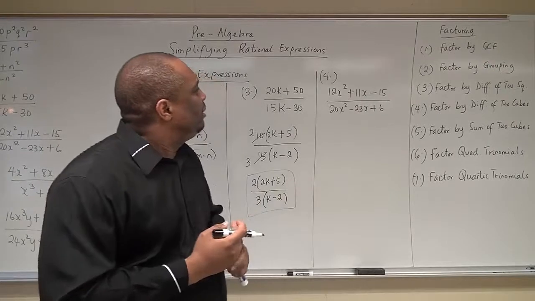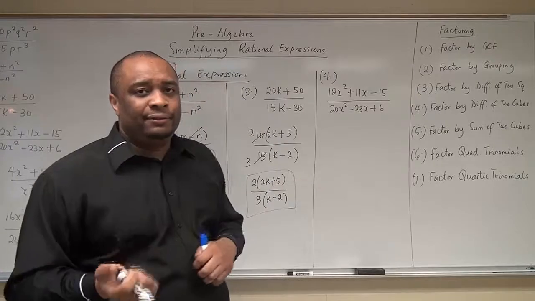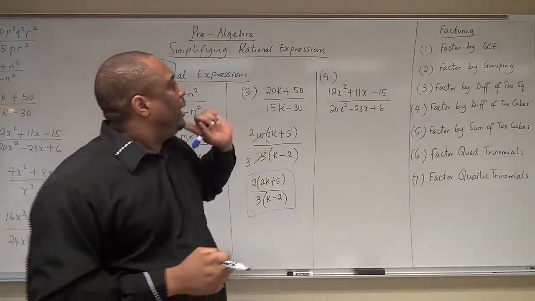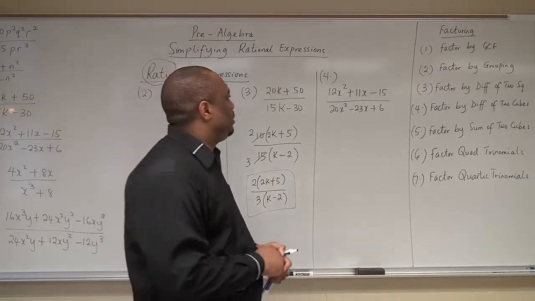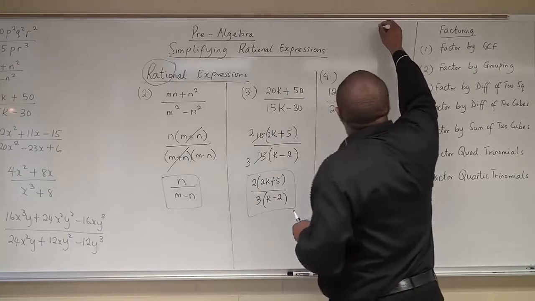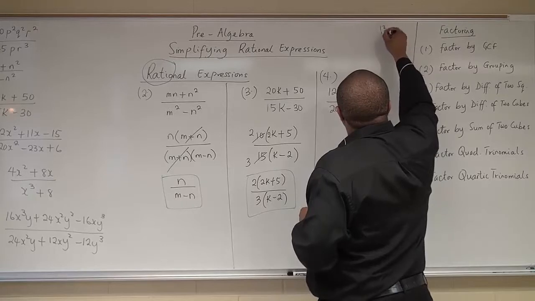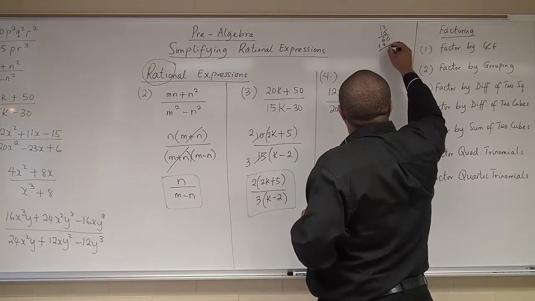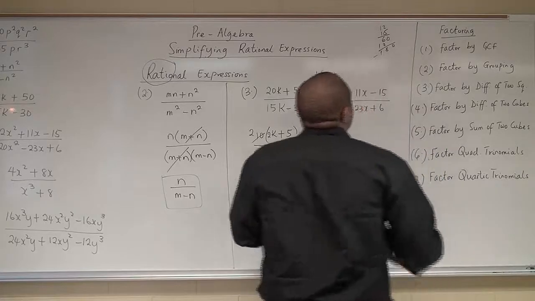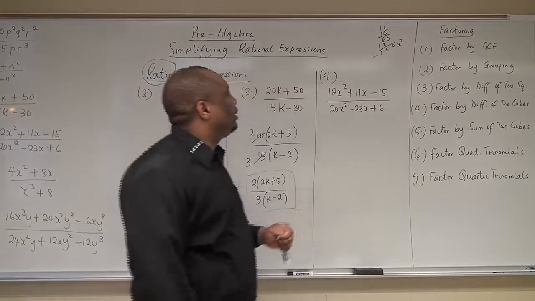We look at the numerator. Can we factor first by GCF to make it simpler? We cannot. It's 12, 11, 15. So, we just go ahead and multiply. 12 times negative 15 is what? 12 times negative 15 is negative 180. Negative 180 x squared. What will work?